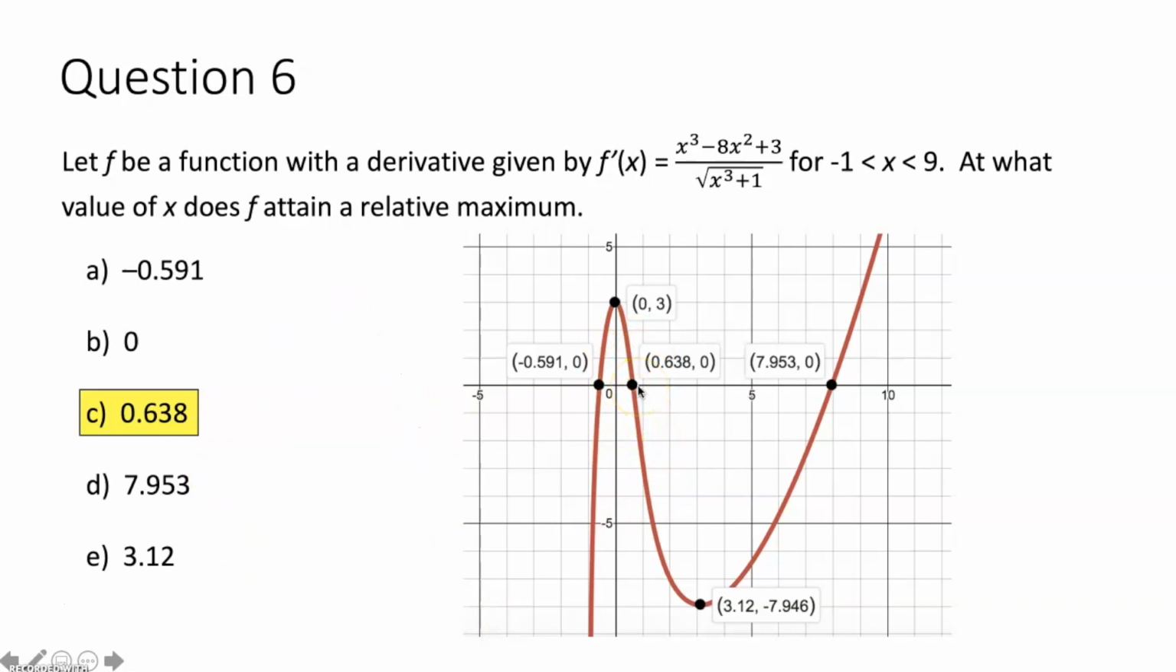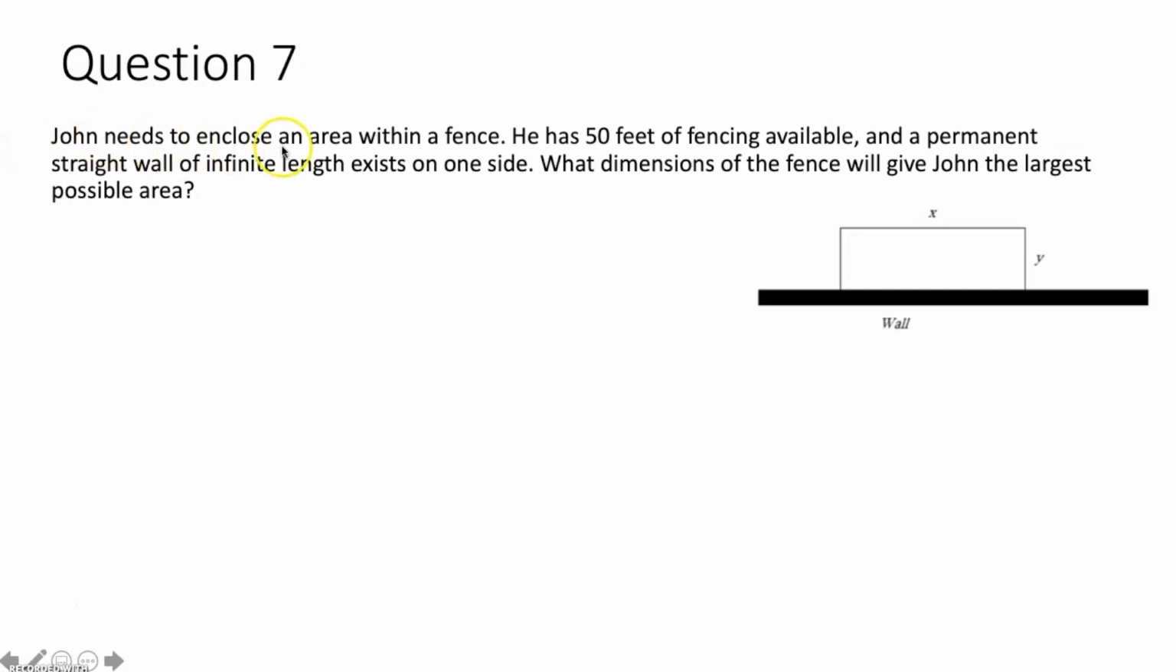Now question 7 says John needs to enclose an area with a fence. He has 50 feet of fencing available, and a permanent straight wall of infinite length exists on one side. What dimensions of the fence will give John the largest possible area? So right away, the first light bulb that should go off in your head is you're being asked what dimensions will give John the largest possible area, meaning we are trying to maximize the area, meaning that this is an optimization problem.